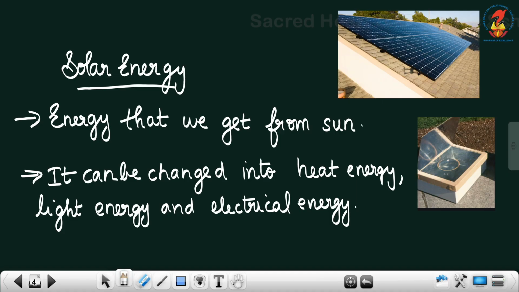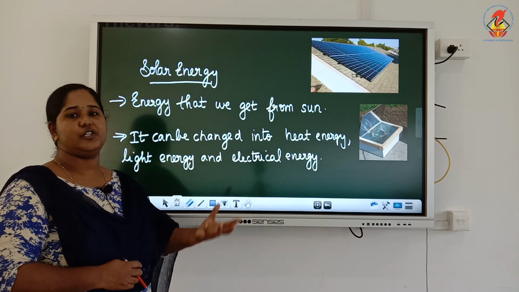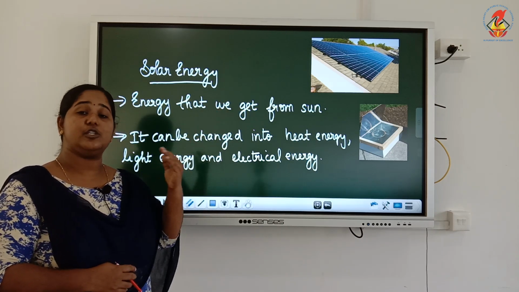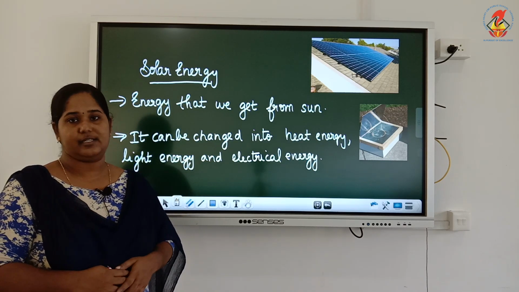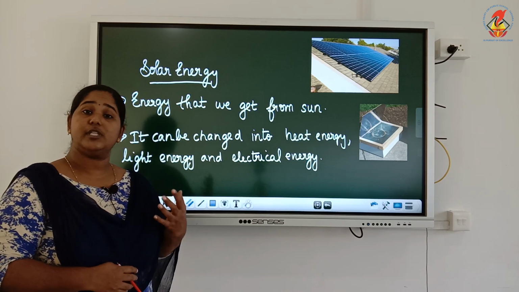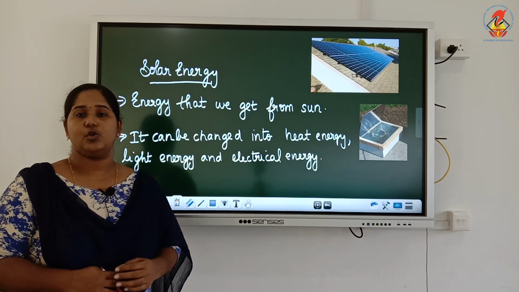Here you can see a solar cooker, and a vessel that is used to cook in the solar cooker. Solar energy is directly converted into heat energy, and with that heat energy we can cook food. In the other case, using solar panels, solar energy is changed into electrical energy, and with this electrical energy we can get heat energy and light energy. So, solar energy, if it is used in the proper way, is a very useful source of energy.